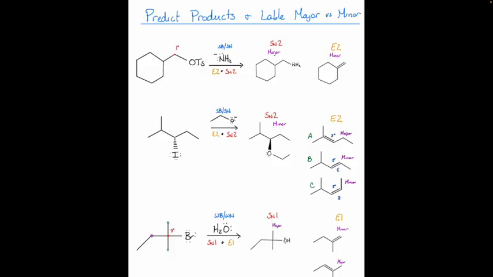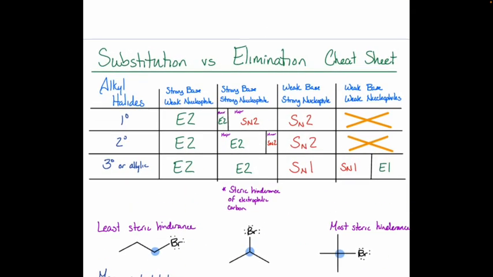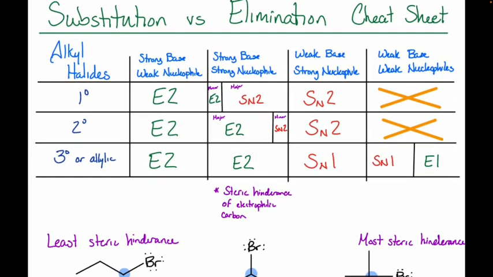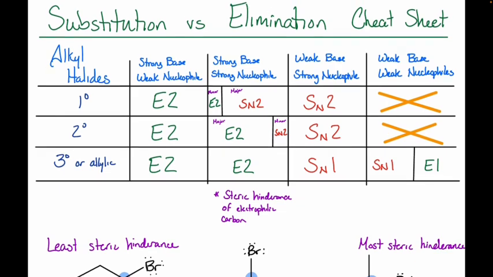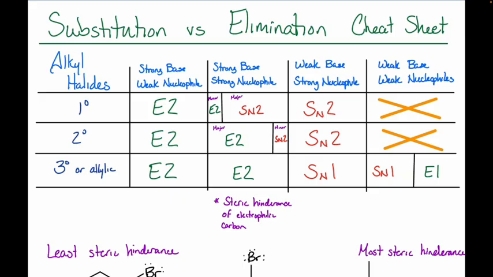Cool. All right, so when we're predicting our products here, our competition of substitution versus elimination, we've got to figure out what our alkyl halide is, figure out what our reagent is, and then we can use our little cheat sheet chart here to determine whether it's substitution, elimination, or some combination of the 2 of them. Cool. All right, we're going to call it here.